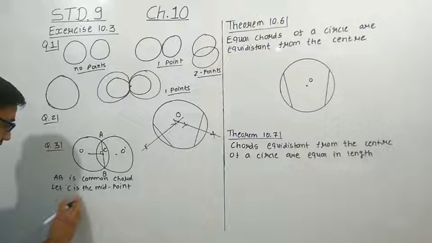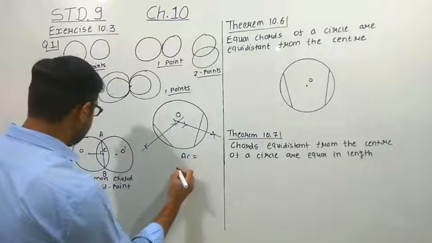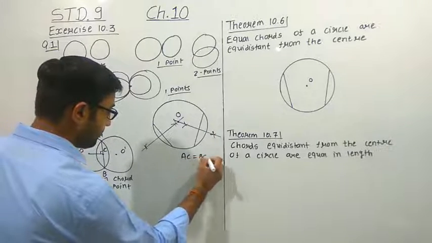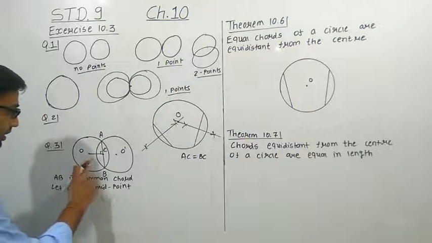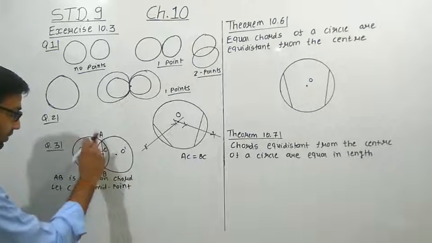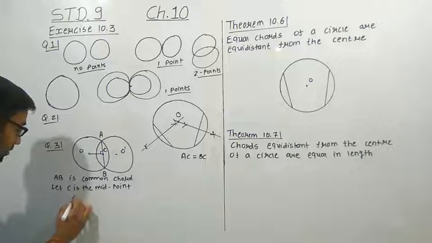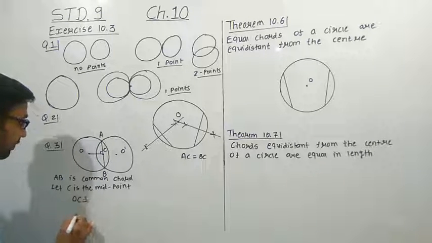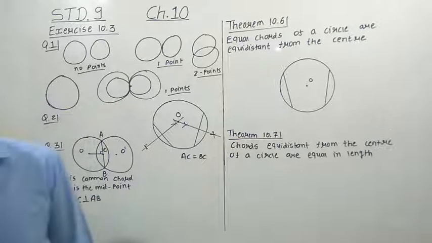One more thing, here we have taken C as the midpoint. That means we have taken that AC is equal to BC. Now here we have joined the midpoint of the chord and the center of the circle. So here we can write down that OC is perpendicular to AB. Right? There is a theorem.